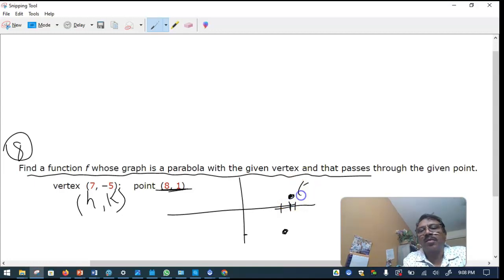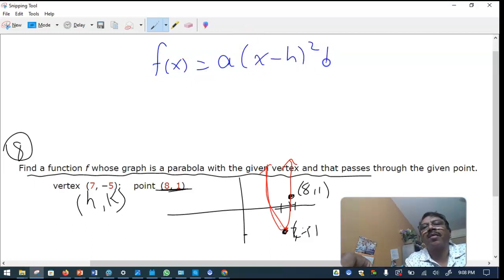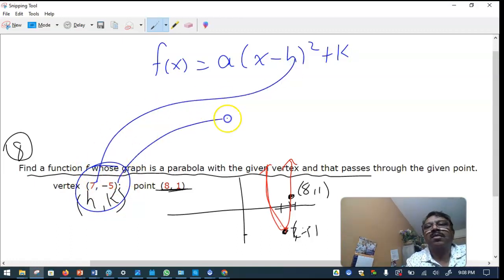So if it goes through (8, 1), and this is the vertex which is, let's say, (7, minus 5), it has to open upward, something like this. So the question is, how do we do this? The formula is, we can write the function f of x is a times (x minus h) squared plus k, the vertex form. Plug in these two things. This 7 goes right here, this goes right here, right?